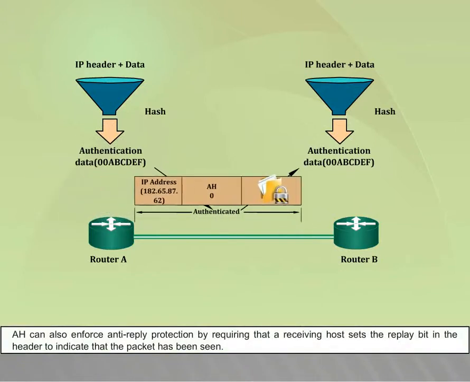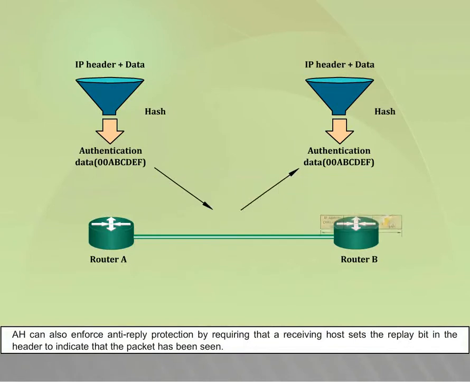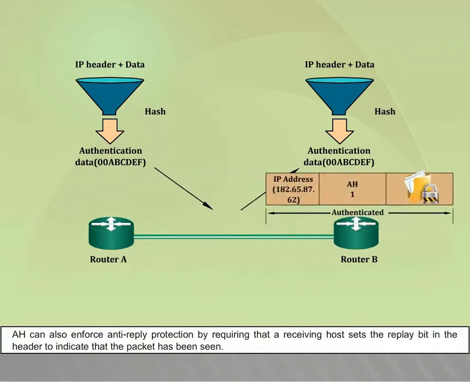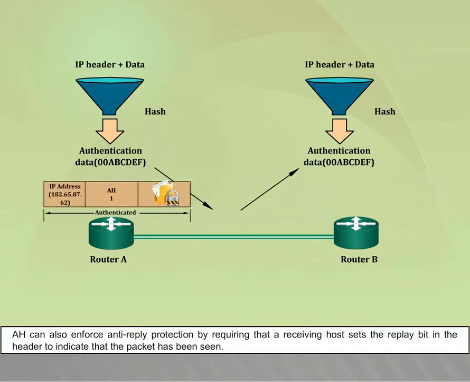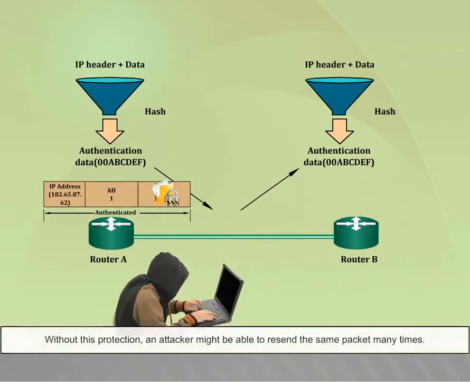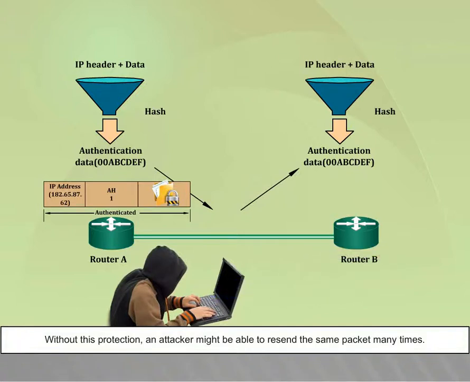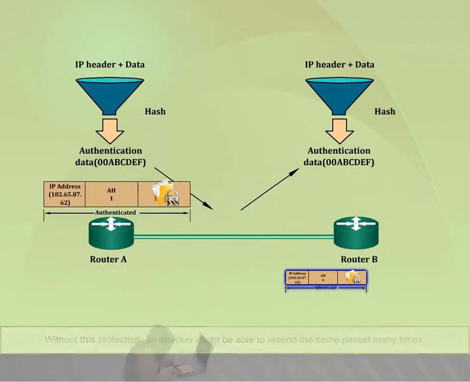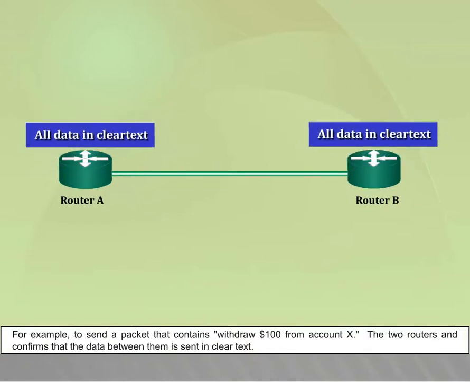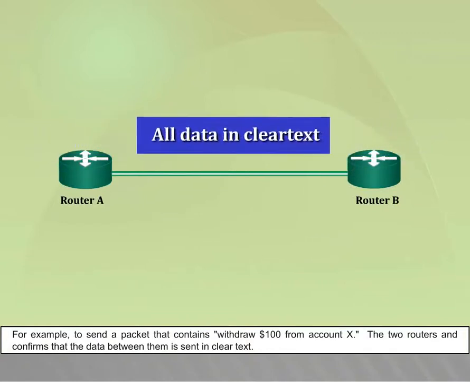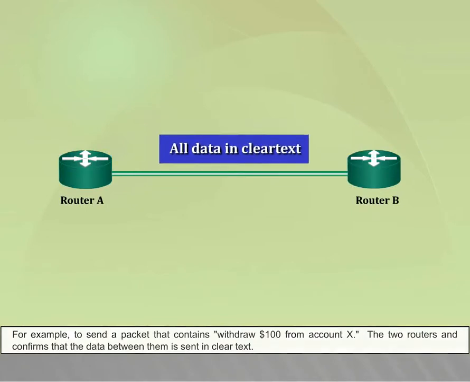AH can also enforce anti-replay protection by requiring that a receiving host sets a replay bit in the header to indicate that the packet has been seen. Without this protection, an attacker might be able to resend the same packet many times. For example, to send a packet that contains withdraw $1,000 from account X, the two routers confirm that the data between them is sent in clear text.